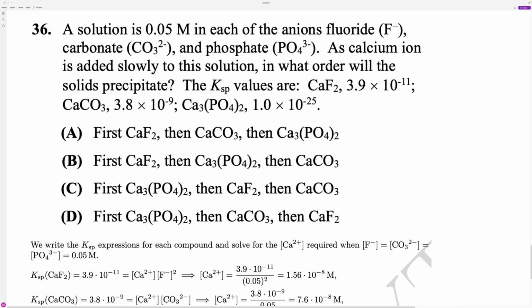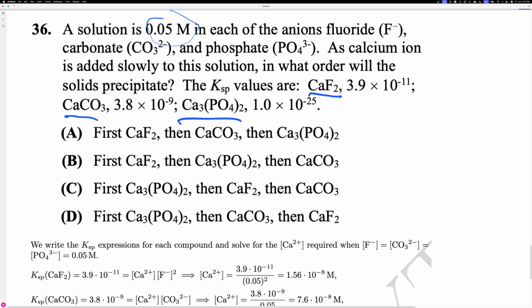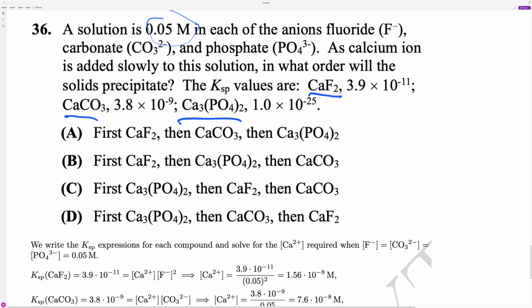Now for question 36, this is a KSP problem. So we're given a whole lot of values for the KSPs of these calcium salts, and we have the concentration of each of the anions being 0.05. So all we need to do here is write out the KSPs, and then from there we can just solve for the necessary calcium ion concentration, and then order that from lowest to highest, because that's the order in which the solids are going to precipitate. So you're going to get more of a feel for this problem as I just jump into it.